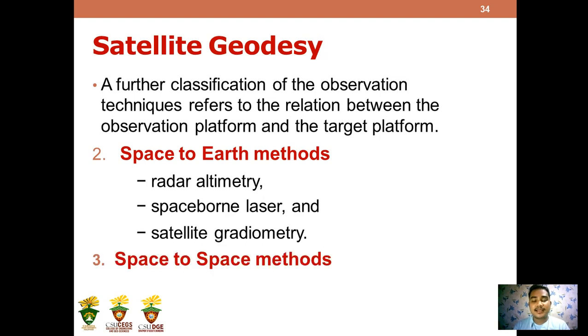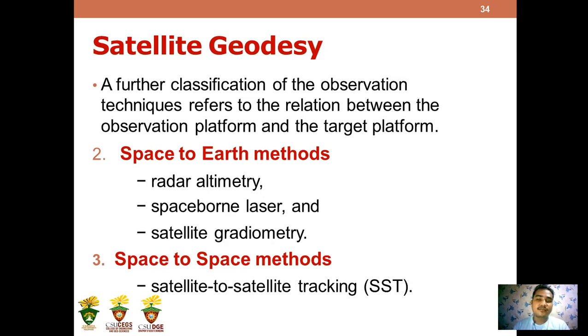And lastly is the space to space method. The tracking here is satellite to satellite. From one satellite, it passes the information or data to another satellite. What I mean is communication between two satellites, so they can give data and transfer data from satellite to satellite.